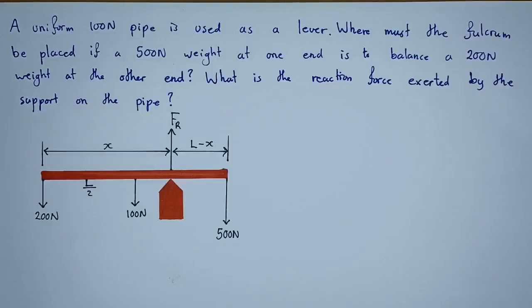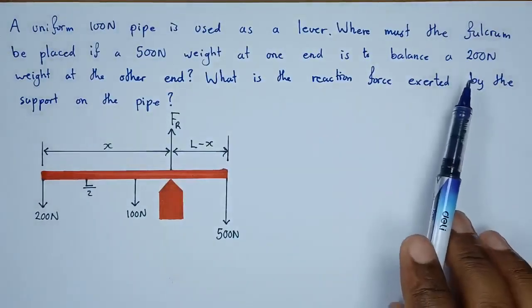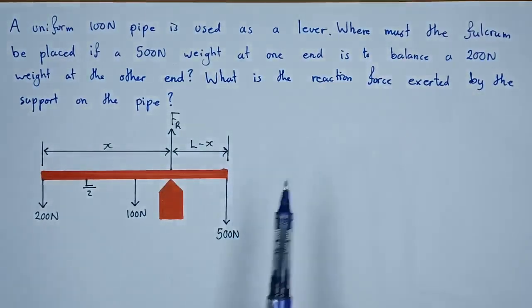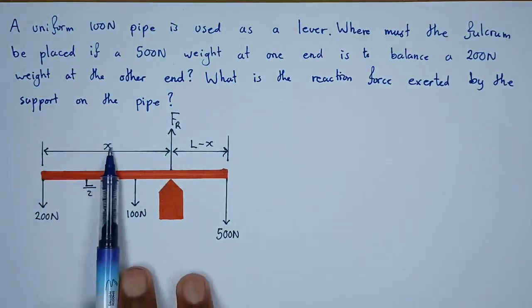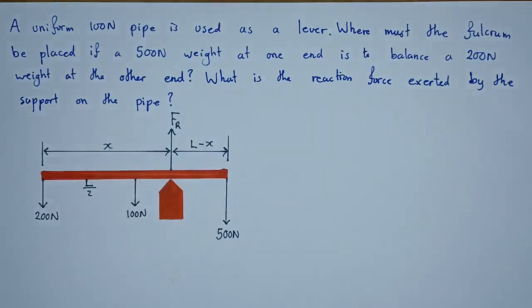The uniform 100 Newton pipe is used as a lever. Where must the fulcrum be placed if a 500 Newton weight is on one end to balance the 200 weight, which is on the other end? So the idea is we've just been given x and L minus x, of which L is the length of this particular pipe. So what I want to do is this.